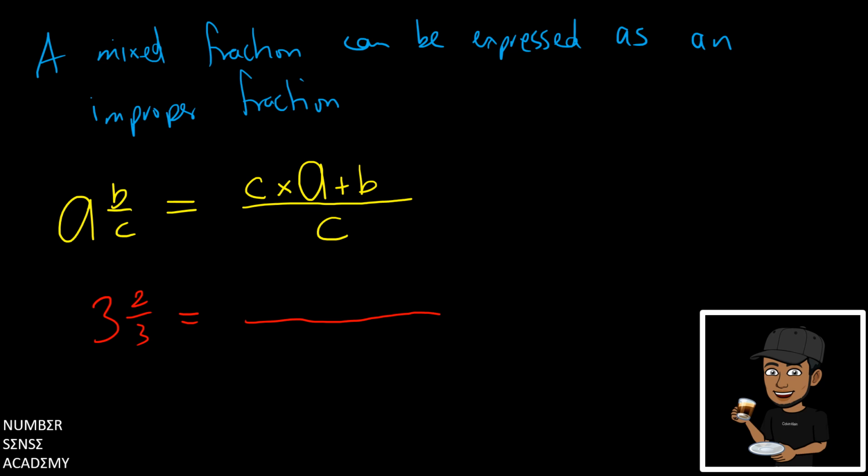So remember, the denominator is 3, so that stays. Then I'm going to take the denominator, multiply it by the whole number, which is 3, and add the numerator, which is 2. So this is equal to 3 times 3, which is 9, plus 2, which is 11. So I end up with 11 over 3. And that satisfies the requirements for an improper fraction, where the numerator is bigger than the denominator.